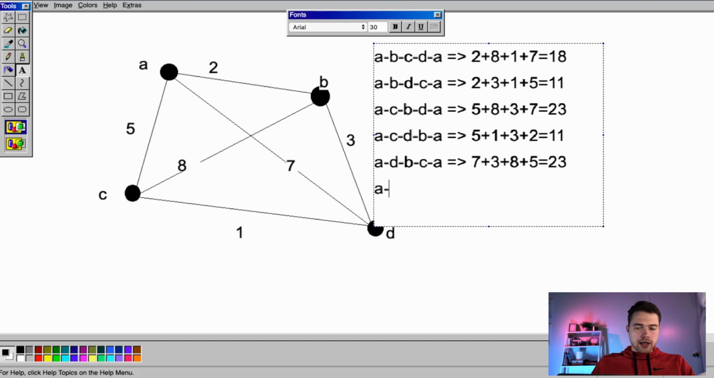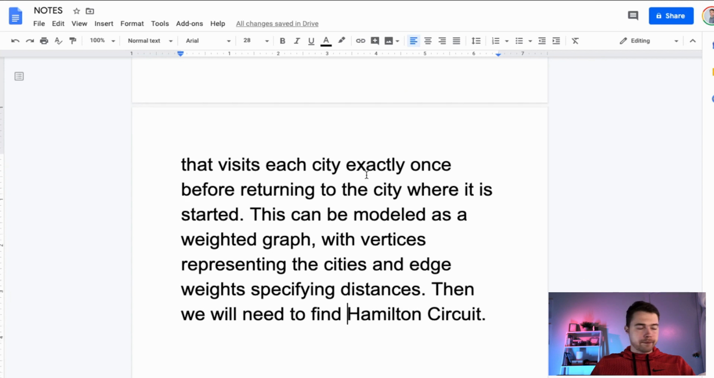And then the last route, A, D, C, B, A. That gives us 7 plus 1 plus 8 plus 2, which is 18. Okay, perfect. So in this case, we see two optimal solutions, 11 and 11. Those are the ones. That's pretty much how it's done. So the second one and the fourth one, those routes are optimal.